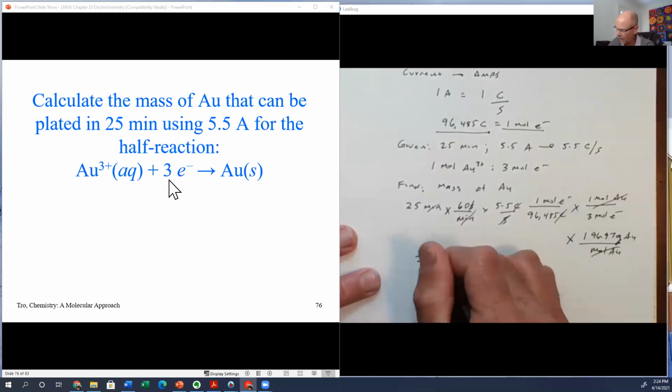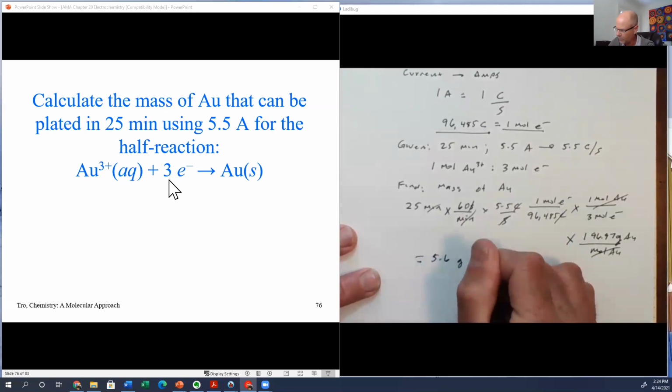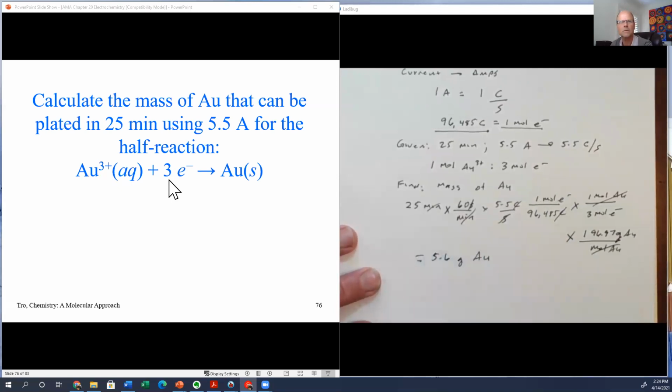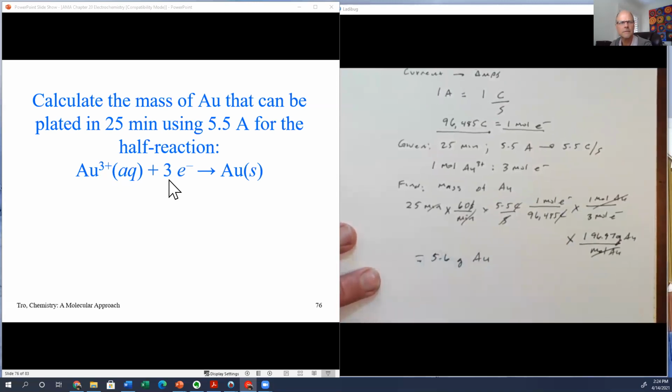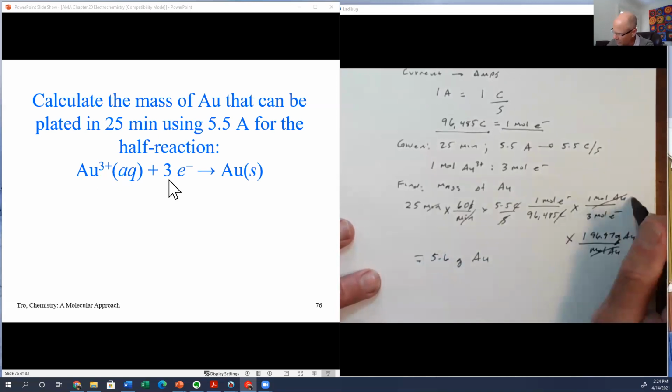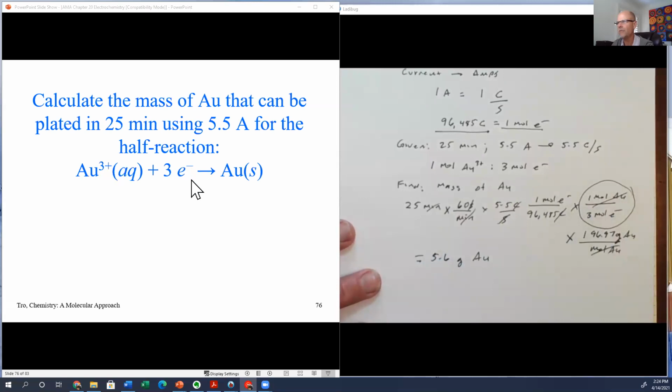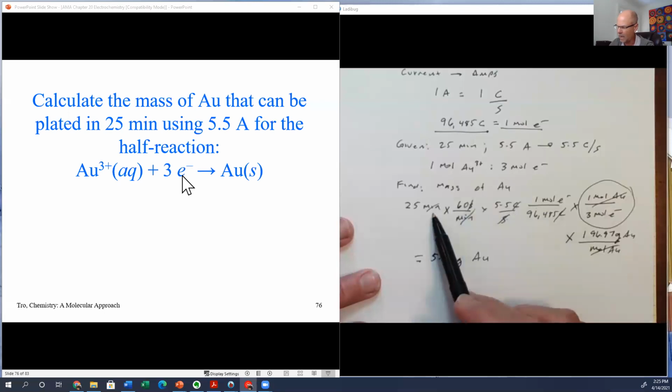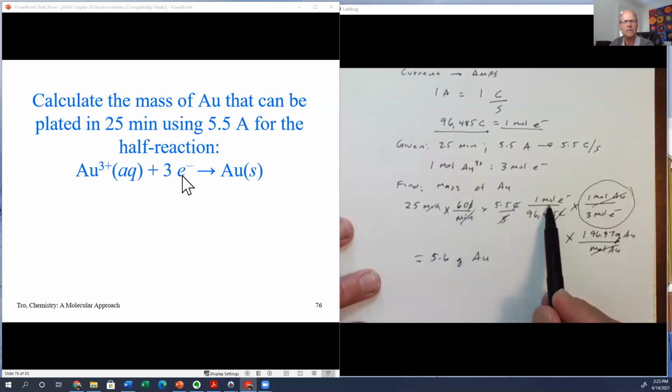If you carry all that out, you'll find that you get 5.6 grams of gold. The main part of this is the stoichiometric ratio, which you get from the half reaction. The other important part is realizing that if you have coulombs per second and you have time, you can get to moles of electrons. Does that make sense?